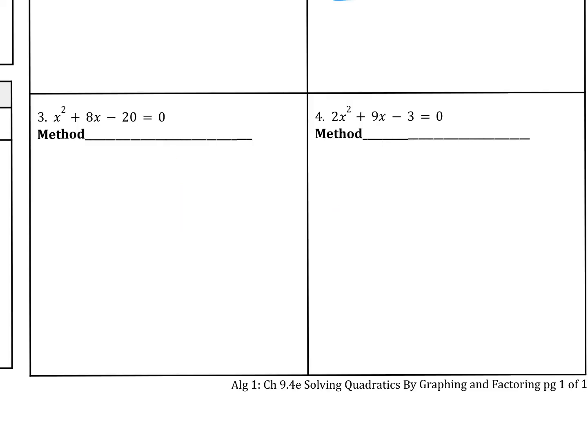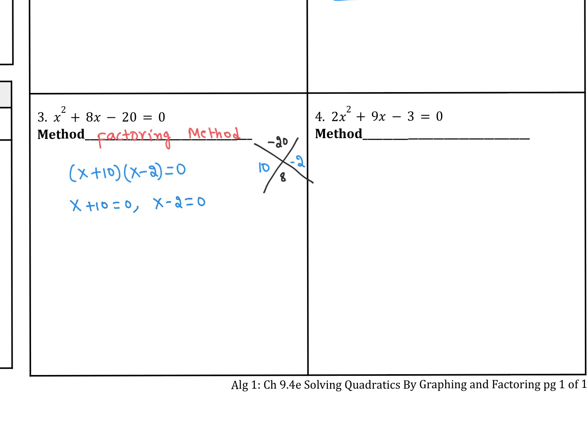Question number 3, we're going to use the factoring method. I made a cross where on the top number is negative 20 and on the bottom is 8. So the two numbers, when you multiply you get negative 20, and when you add them you get 8, are going to be 10 and negative 2. So it's x plus 10 times x minus 2 equals 0. Set the factors equal to 0 one by one. And you got x equals negative 10 and x equals 2. So that's going to be your answer.